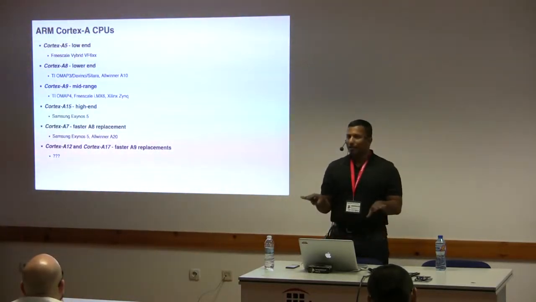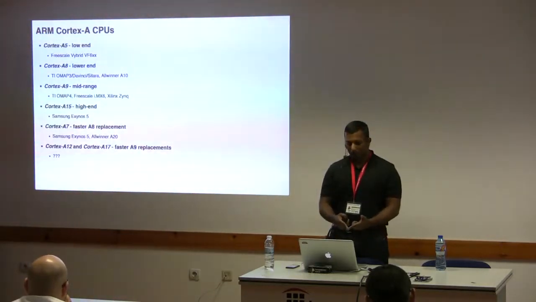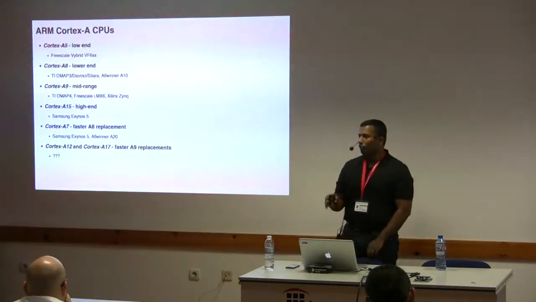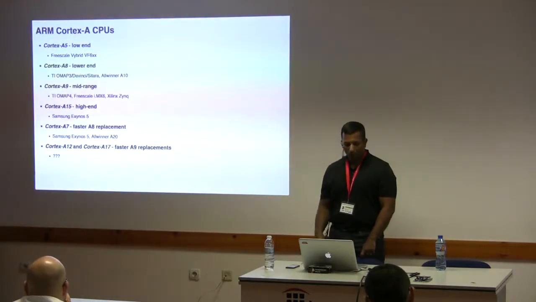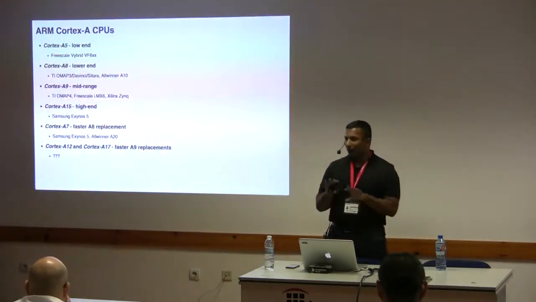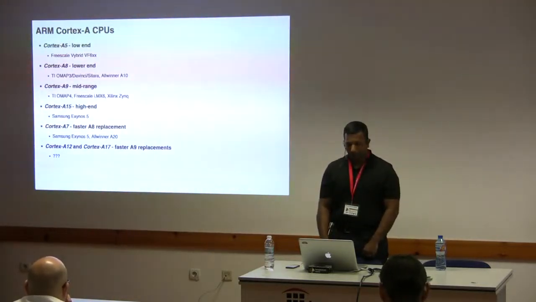The Cortex A9 is the mid-range CPU, so that'll be found in your OMAP 4, which is in the PandaBoard, the Freescale i.MX6, which is the Wandboard, and the Zynq. So the A8 and the A9 are basically what you'll see in the majority of these hobbyist boards. The Cortex A15 is the high end of the ARM CPU models. It's found in the Samsung Exynos 5, which you find in a lot of high-end smartphones, as well as the Chromebook and the Arndale board.